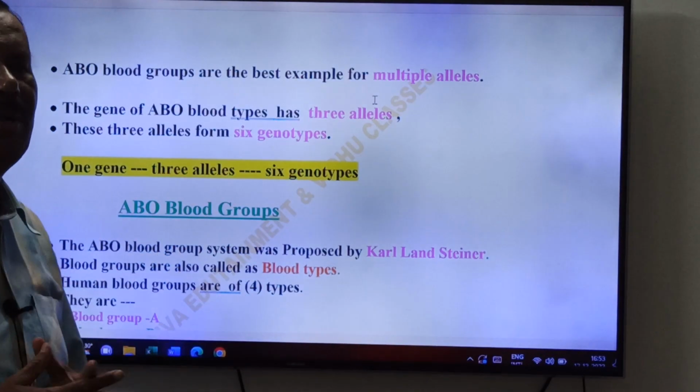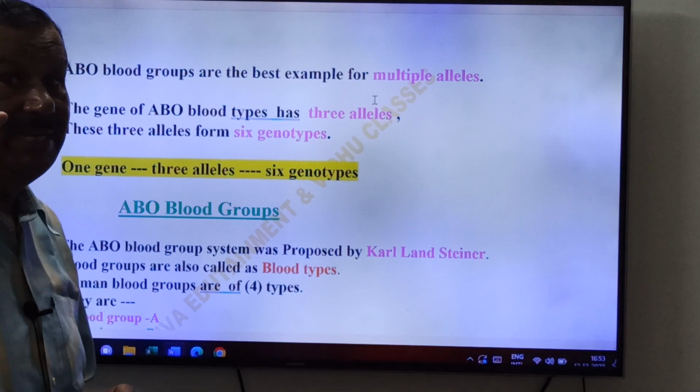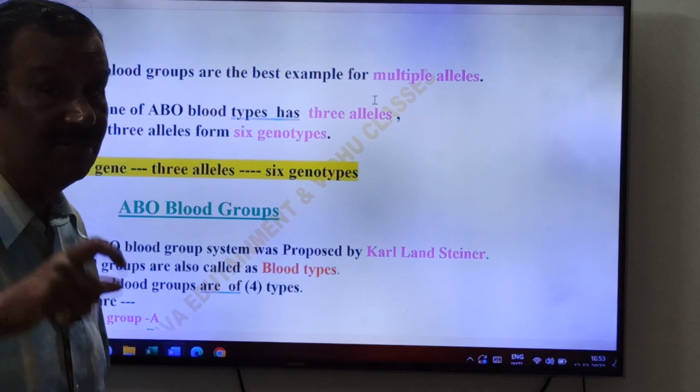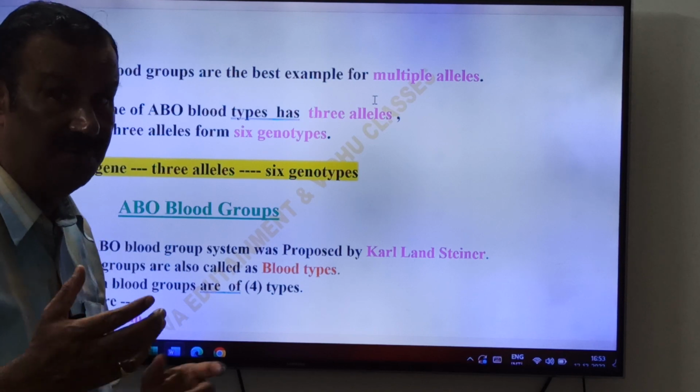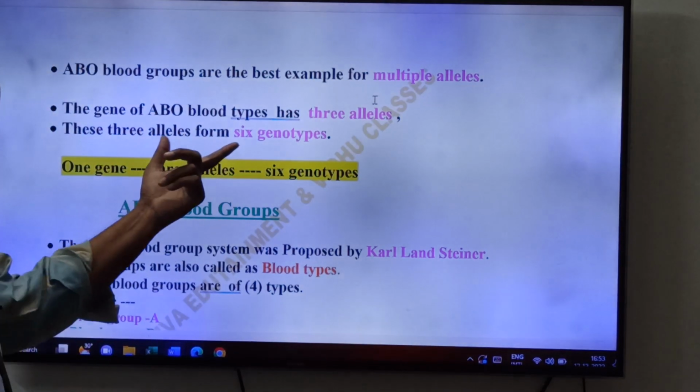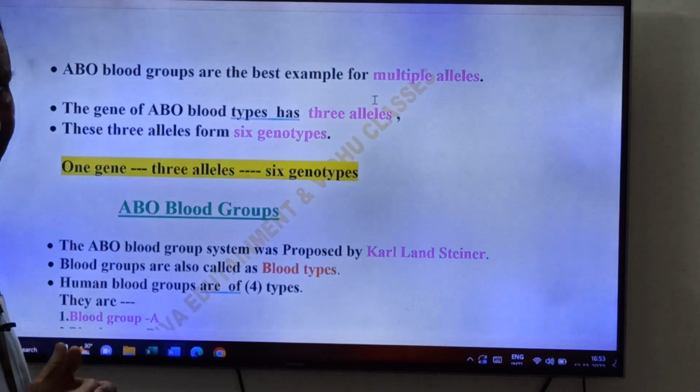The gene of the ABO blood group has 3 alleles. Friends, 3 alleles, you know. If a gene has 3 alleles, it forms 6 genotypes according to our equation. These 3 alleles form 6 genotypes.